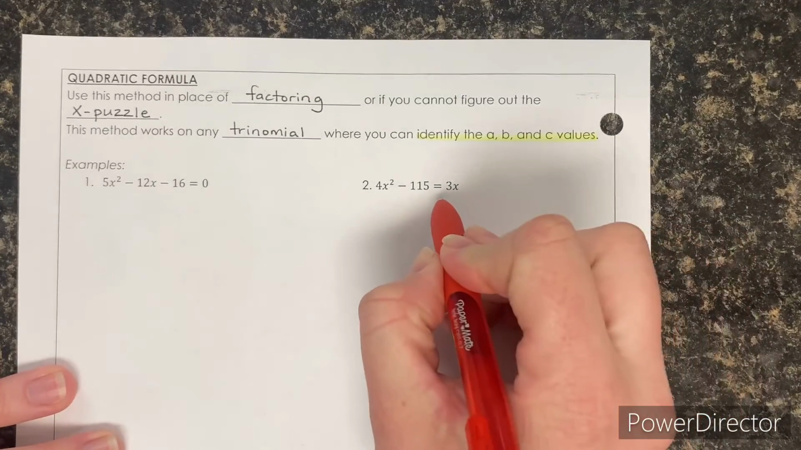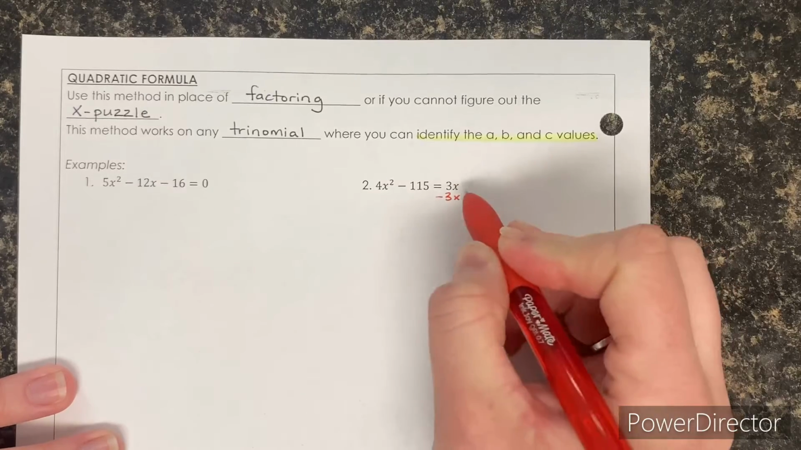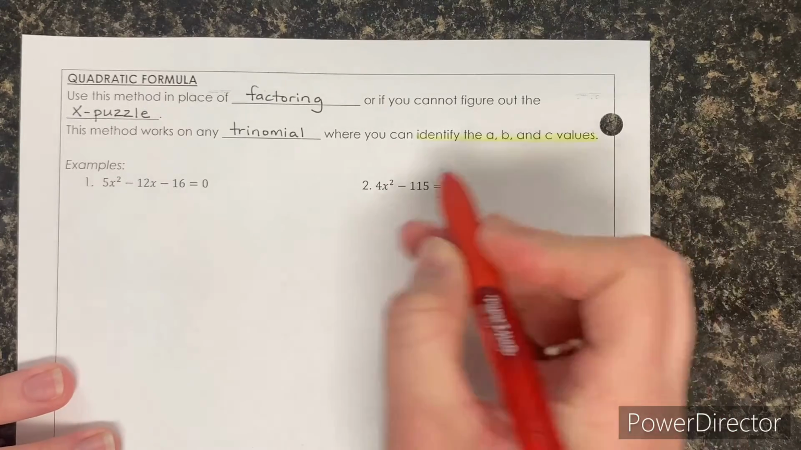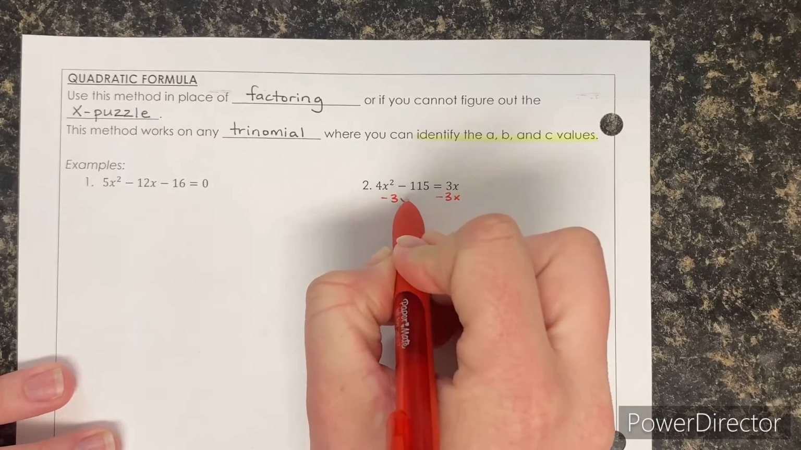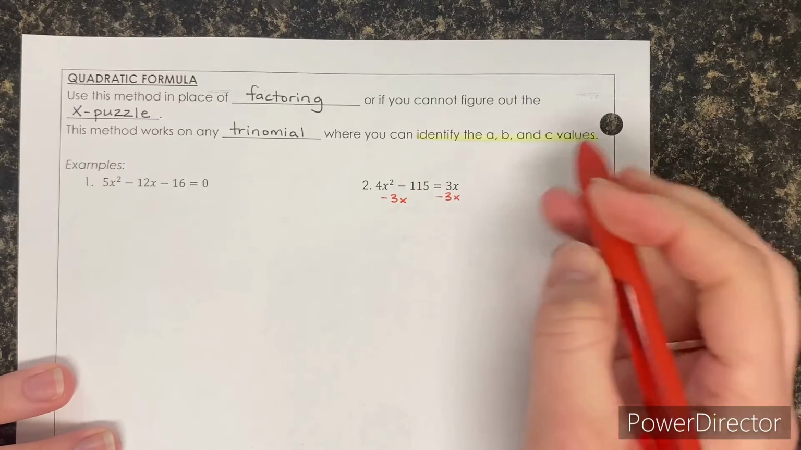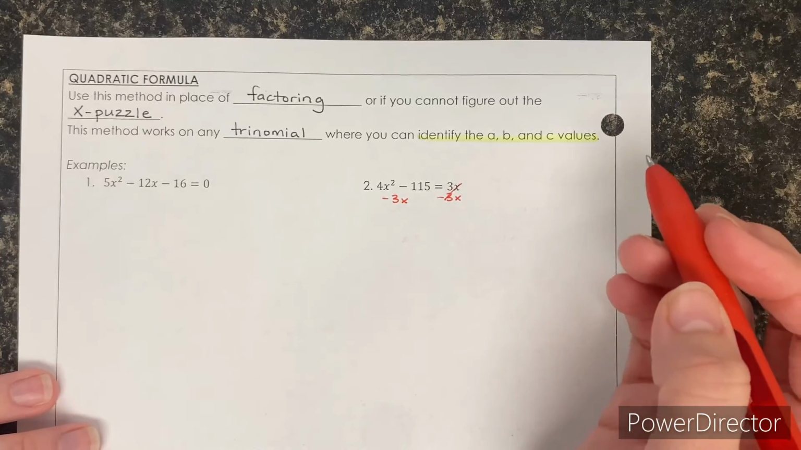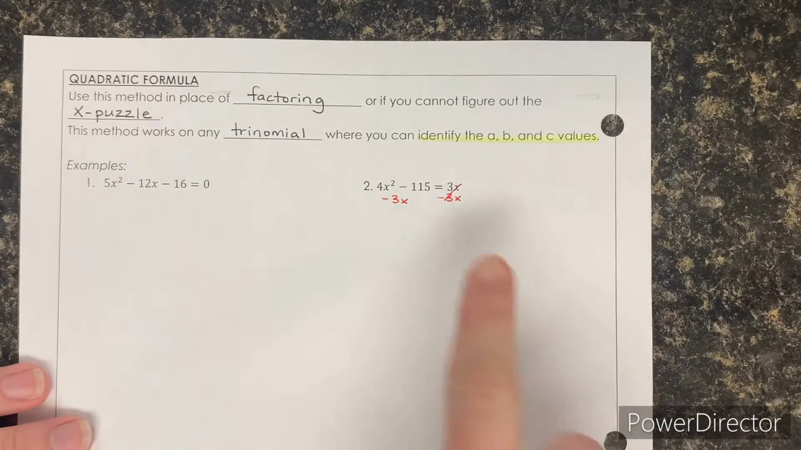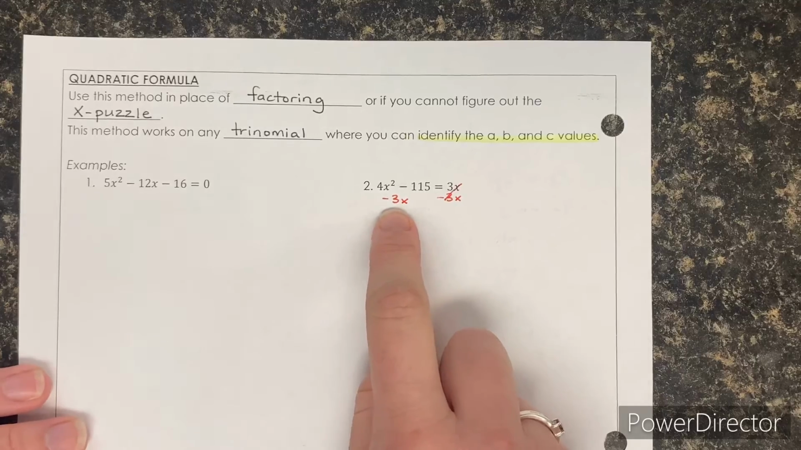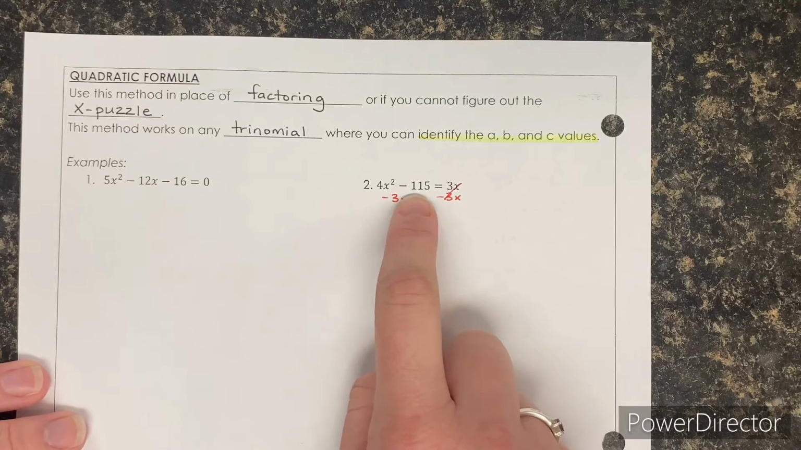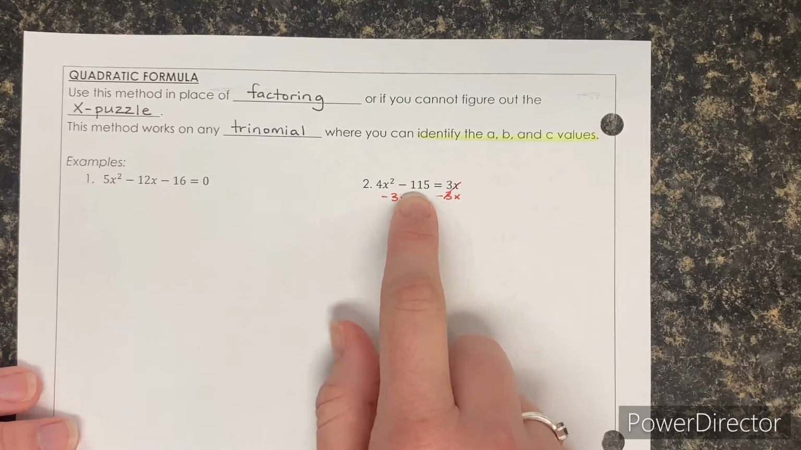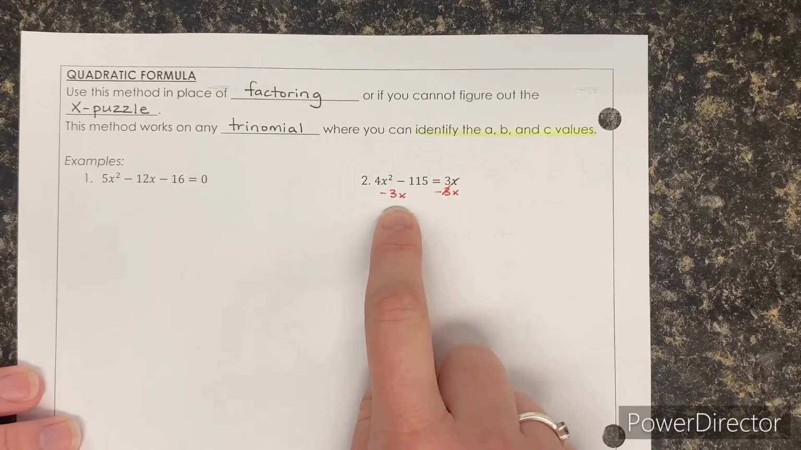Easy fix. You're just going to subtract 3x because that's the inverse, so I'm going to get rid of it. So I'm going to subtract 3x from both sides. Those 3x's are going to go away. Now I need to decide if I can combine that 3x to the 4x squared and that 115. And the answer is no, I cannot, because those are not like terms.